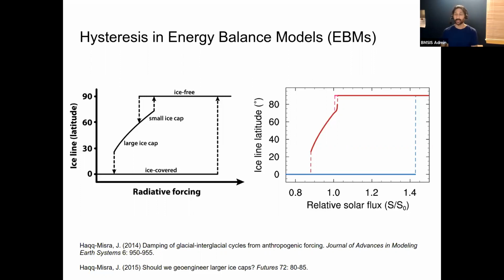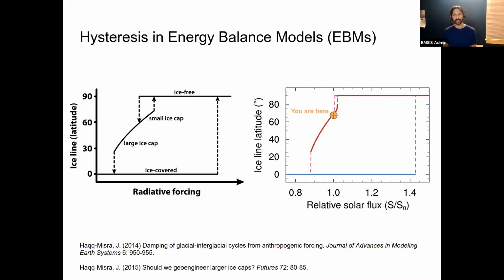On the right side, you can see a simple EBM for which I've calculated actual ice line latitudes, where the red shows the larger ice cap solution, and the pink shows the small ice cap solution, or rather a hothouse condition where you would drop into the ice cap solution. And so we are here. We're really near that cusp.